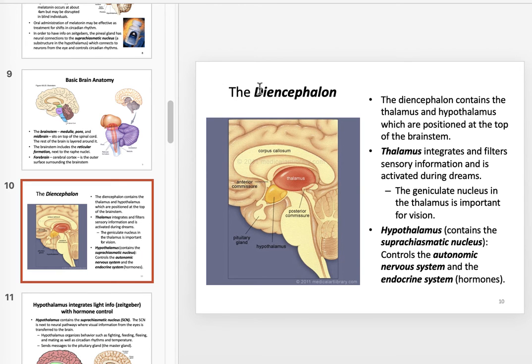So there's two structures, one of which is the hypothalamus. We've already talked about the hypothalamus. It has to exist close to the pituitary gland because it's going to control what the pituitary gland does for hormone release. And the thalamus. Even though these structures are named very similarly, hypothalamus and thalamus, they actually don't do anything similar. They just exist next to each other. The hypothalamus, once again, controls hormones.